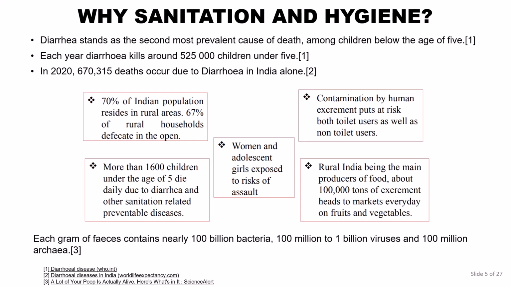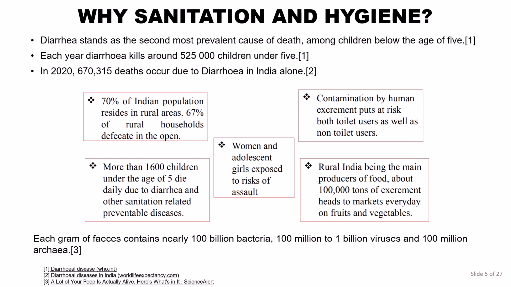Now let us look at a few statistics that depict why proper sanitation and hygiene carry so much importance. Diarrhea stands as the second most prevalent cause of death among children below the age of 5. Each year, diarrhea kills around 5,25,000 children under 5. In 2020, 6,70,315 deaths occurred due to diarrhea in India alone.